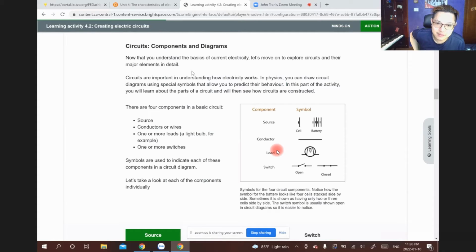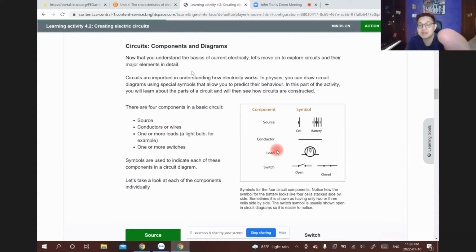There could be up to eight cells, I think. I don't remember exactly. And there are conductors or wires. Electricity has to be conducted some way, right? So those are wires or conductors, anything that conducts it. And then the load. The load can be anything from light bulbs to any electric device that uses electricity. So the load is something that will use the electricity. And then the switches, which switch on or off.